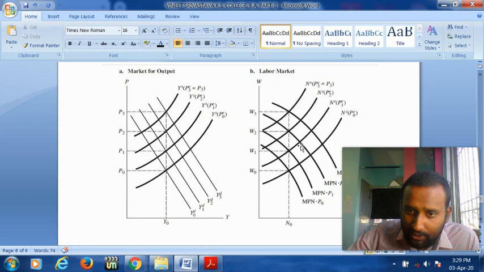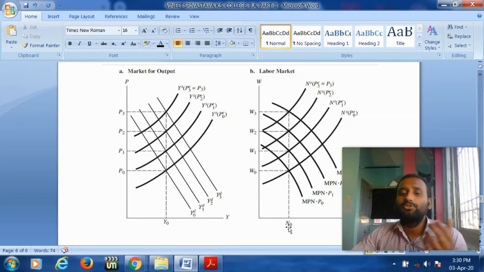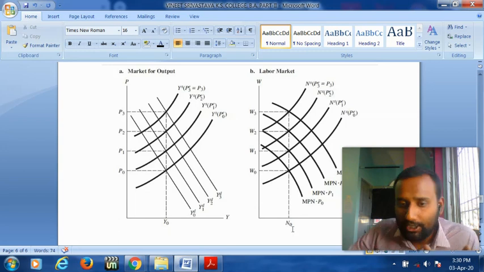Had it not shifted in the leftward direction, we would have seen an increase in employment from N0 to this intersection point, this equilibrium point. But after learning from the earlier price rises, the laborers revise their price expectation, which leads to a shift in the labor supply curve, and as a result the money wages rise. Since the money wages rise after the increase in prices, the employment level returns back to the original level of employment, that is N0. There is no change in employment. There is no increase in employment.